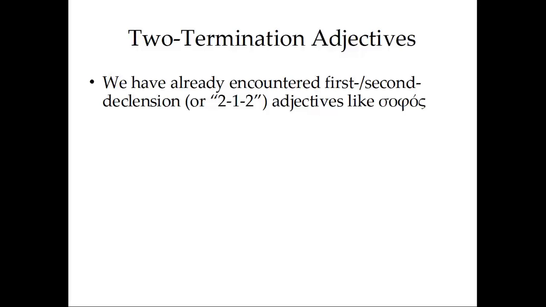We have already encountered first, second declension or 2-1-2 adjectives. These are adjectives that have different forms for all three genders. The masculine forms will be declined like a second declension noun. The feminine forms will be declined like a first declension noun. The neuter forms like another second declension noun.